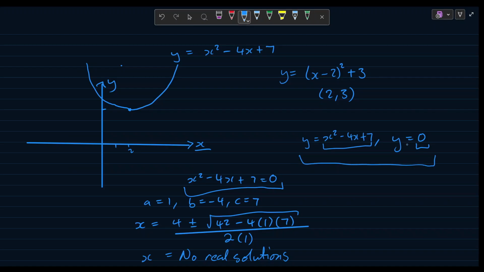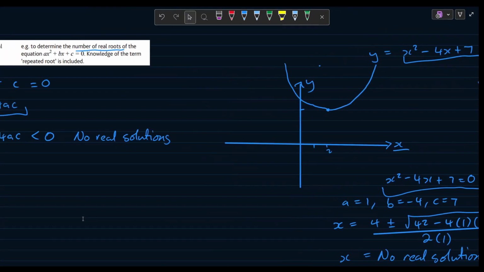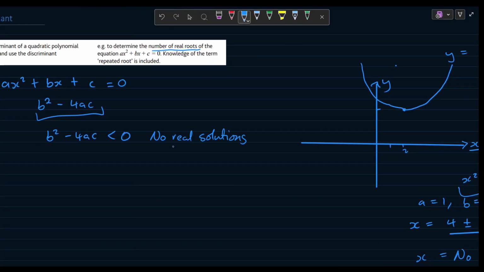So if you look at the graph, you can tell that our x-axis is not intersecting our y equals x squared minus 4x plus 7. So since there are no points of intersection here, we're not going to get any solutions. So hence, when you calculate using the quadratic formula, you're not going to get any real solutions. So that's the graphical representation of when b squared minus 4ac is less than 0, you do not get any real solutions.